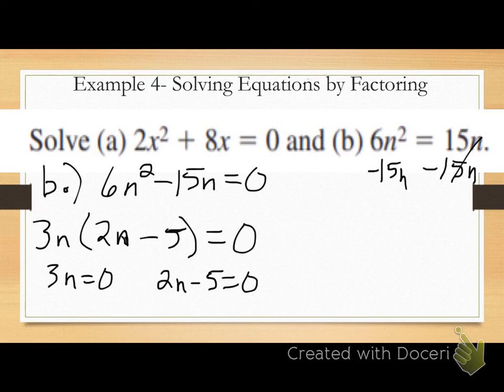3n equals 0. 3n equals 0. How do I get n by itself? Divide by 3 on both sides. What does n equal? 0. Okay with that one?